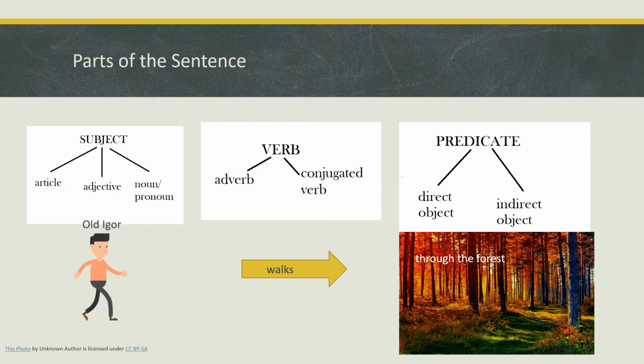Now, it is very simple to identify the direct object. The direct object is basically where the verb falls. So in this case, walks through the forest would be the direct object.